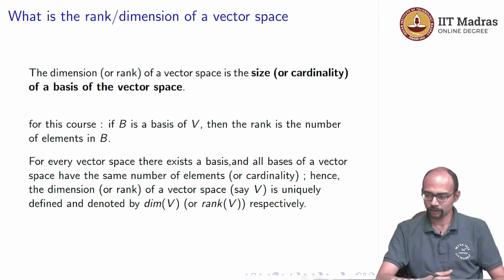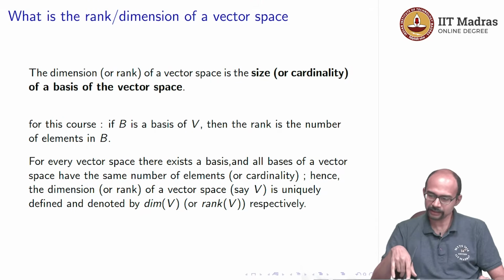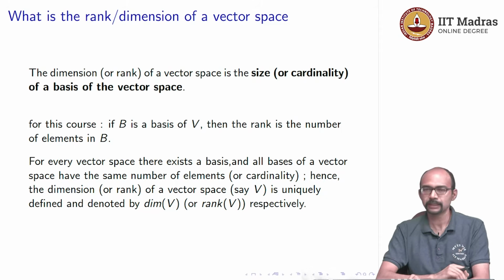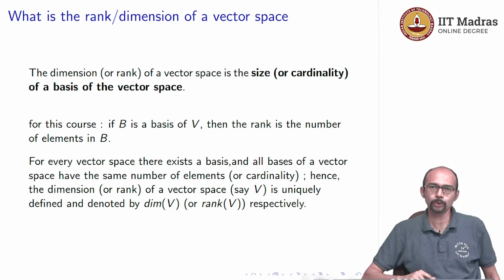So, the dimension of a vector space is uniquely defined, meaning it is well defined, because every basis has the same number of elements and bases do exist. It is denoted by dim of V or rank of V. The reason for the slight haziness in nomenclature, meaning we have two different names, is because when you do higher algebra, dimension starts having a different meaning, but for this course we are going to stick to dimension of V.